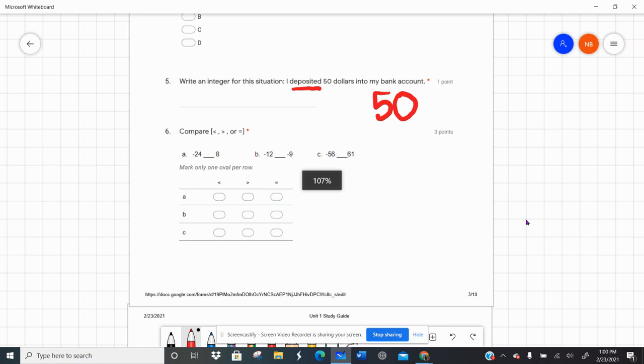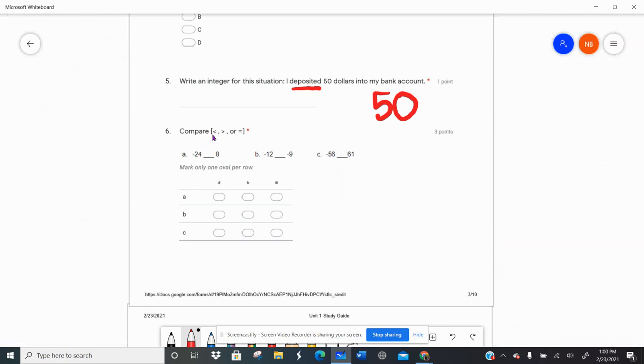All right, for this next one, it says compare using less than, greater than, or equal to. So negative 24 is what to 8? Well, a negative number is always smaller than a positive number. So negative 24 is less than 8. I'm going to choose this one right here for A.